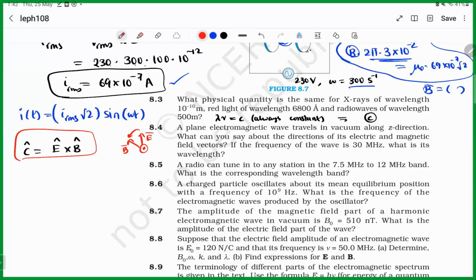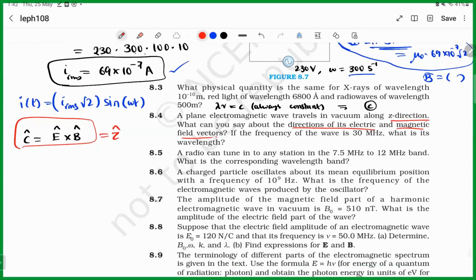So obviously, can you see why this is an incorrect diagram? Yes, electric and magnetic fields should always be perpendicular to each other. Okay, anyway, now we go. So what can you say about the directions of electric and magnetic field vectors? Well, if this is the z direction, you know that this is equal to z cap, because it is traveling along the z direction.